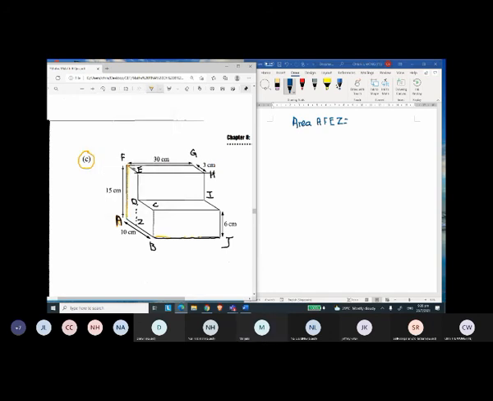Okay, area of A, F, E, Z. Can you see or not? A, F, E, Z. That means I'm going to do this now. The first one I'm going to do is this one, here, and all the way down. Can or not? Can. Okay, what is A, F, E, Z?